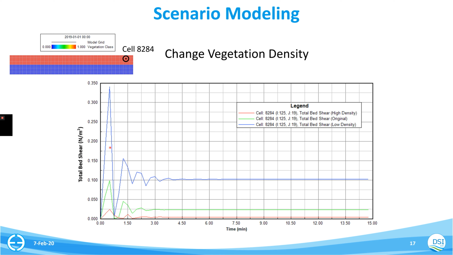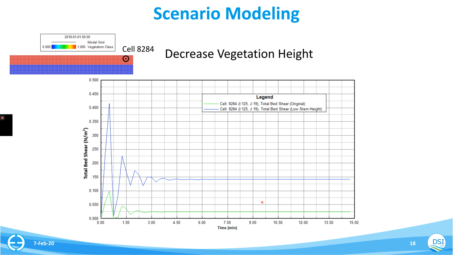And if you decrease the density, then the total bed shear stress will be higher than the other two cases. And another one is that I would like to decrease the vegetation height, and then of course this will increase the total bed shear stress.